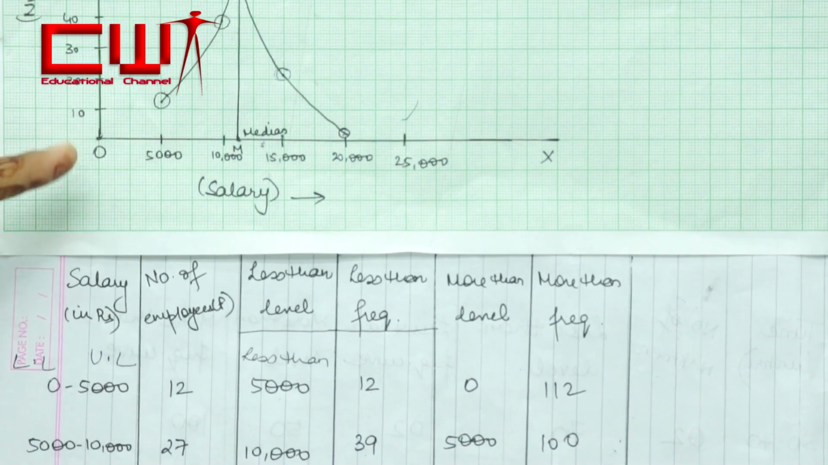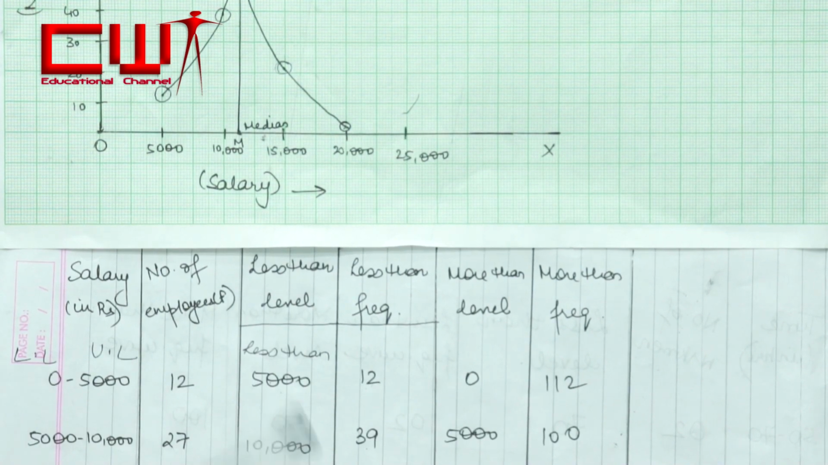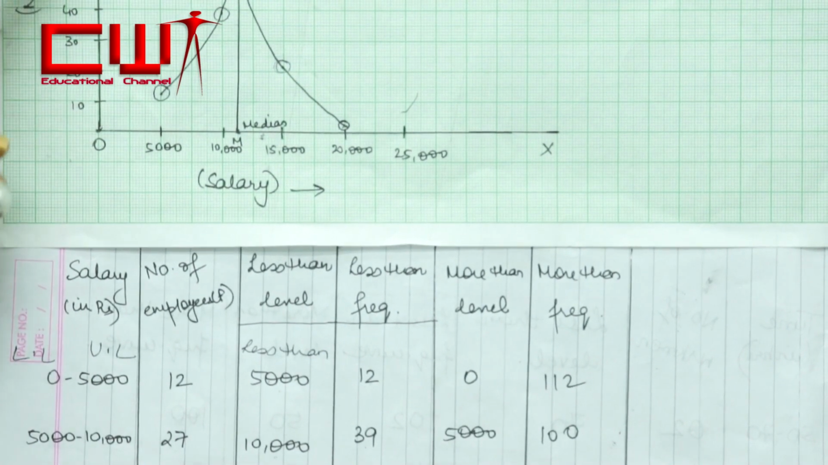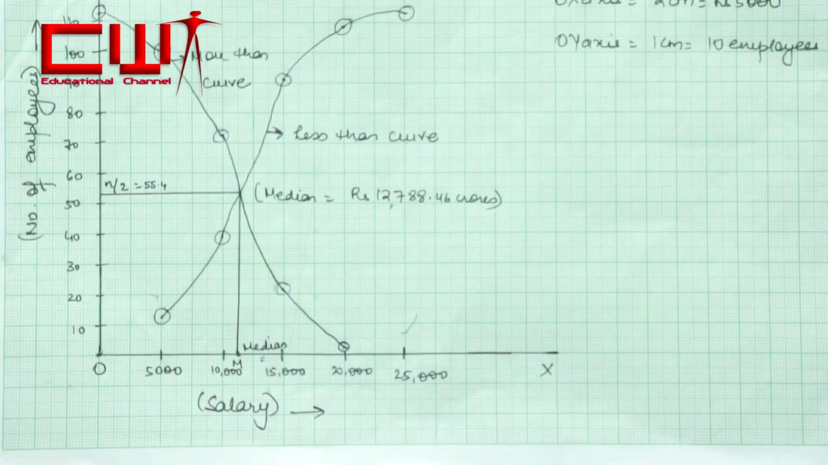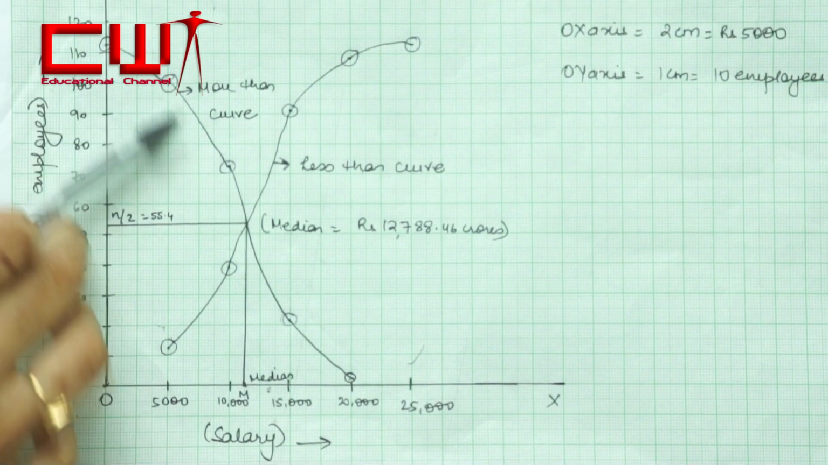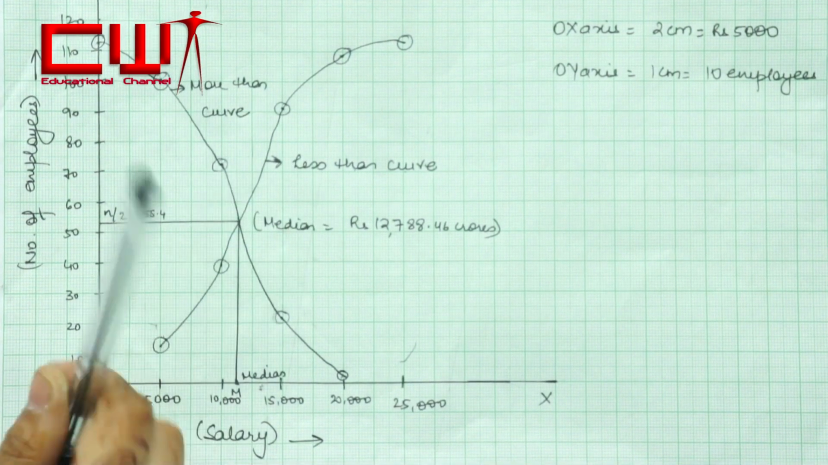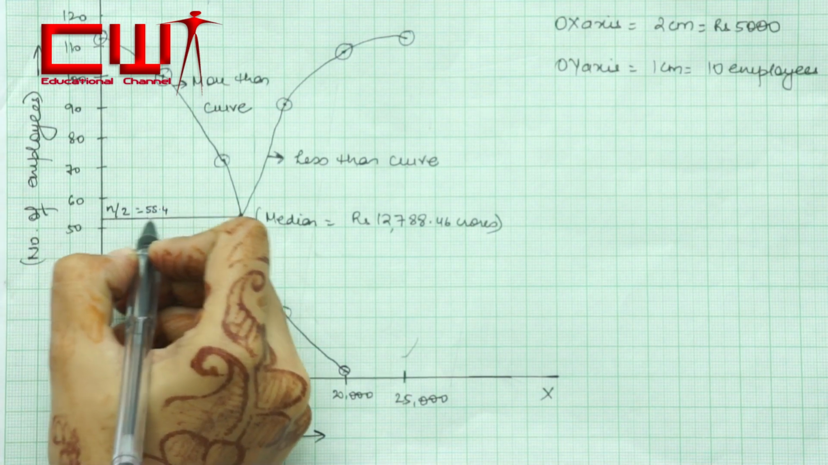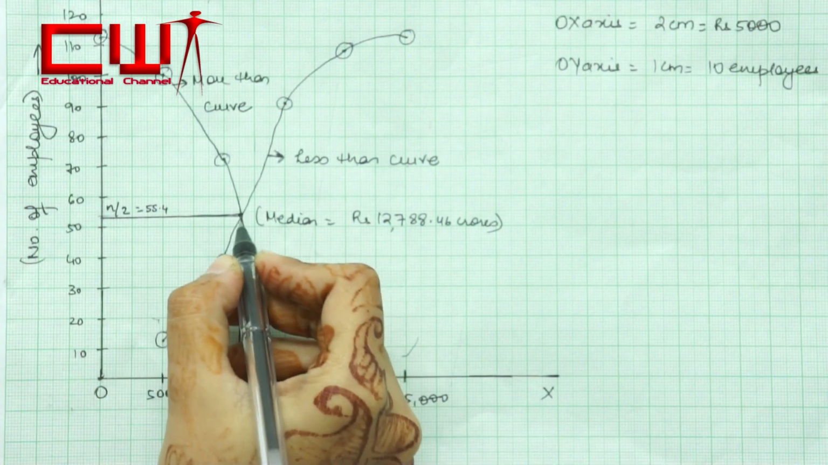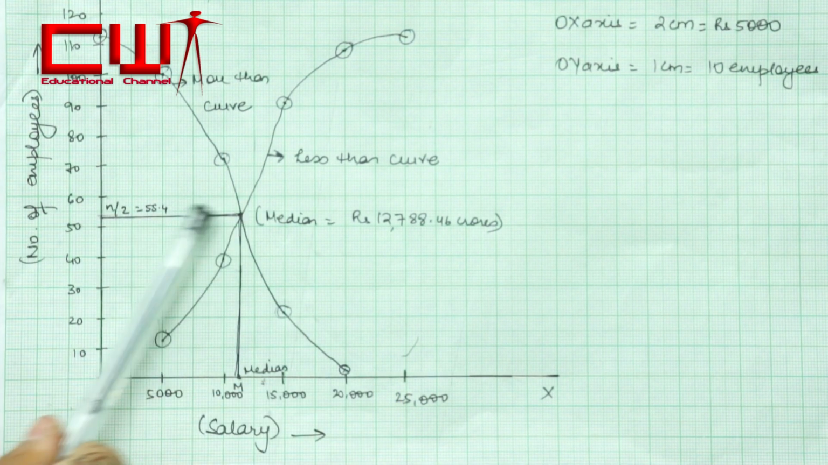Wherever you find the circles, those are the dots made with the help of the less than and more than levels and their respective frequencies. Then join the dots with the help of a pencil. Don't use a ruler or a scale. Make a freehand curve joining all the dots. Now the less than and the more than curves you have labeled will cross each other at a point. You mark the point from this axis to the OY axis, and you make a point down to the OX axis.